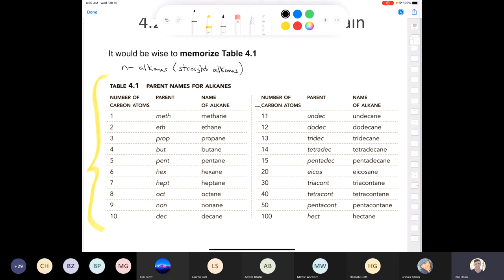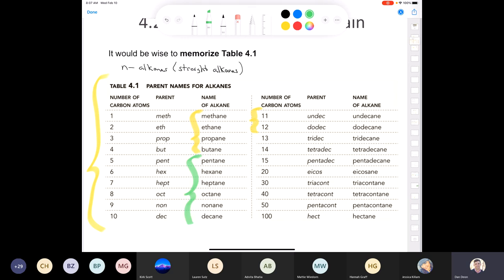I think it's kind of handy to know these two here, undecane and dodecane, because they do come up from time to time in the class, 11 carbons in a row and 12 carbons in a row. But the first four, I think, are not nearly as intuitive. Methane, ethane, propane, and butane, not nearly as intuitive as these ones here, right?